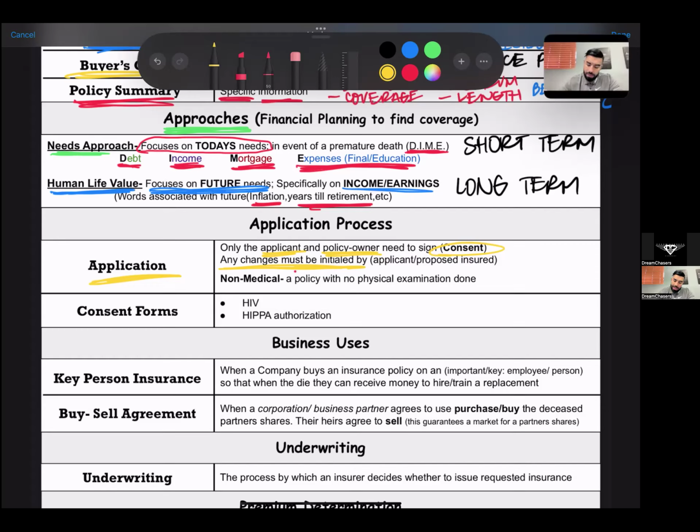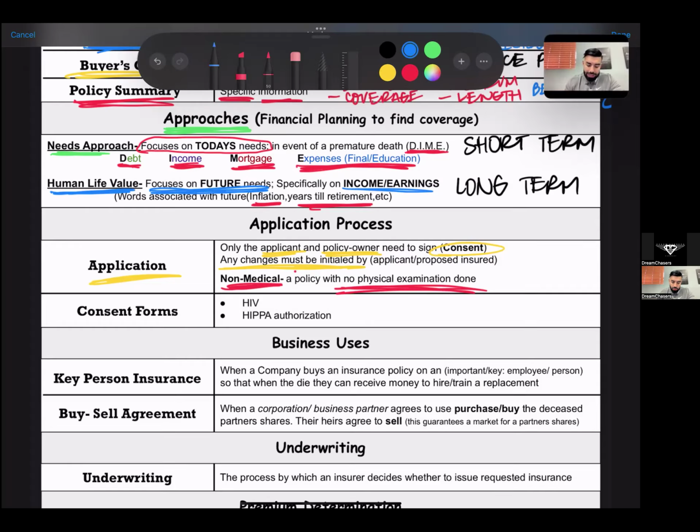Okay. Now, also, there's what's called a non-medical application. So, a non-medical application is an application that requires no physical exam. So, you do not have to do a blood and urine exam. Okay, that is what is considered a non-medical application. So, no blood and urine exam is required.